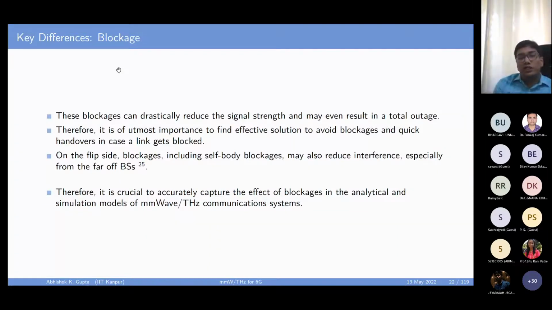Along with reducing the signal strength, it also reduces the interference. And we know that in the current cellular network, the main problem is interference, because you have enough densification, but because of the interference, your SINR goes down. So if somehow you can reduce this interference, you can still operate in the noise limited regime, and there it can improve.